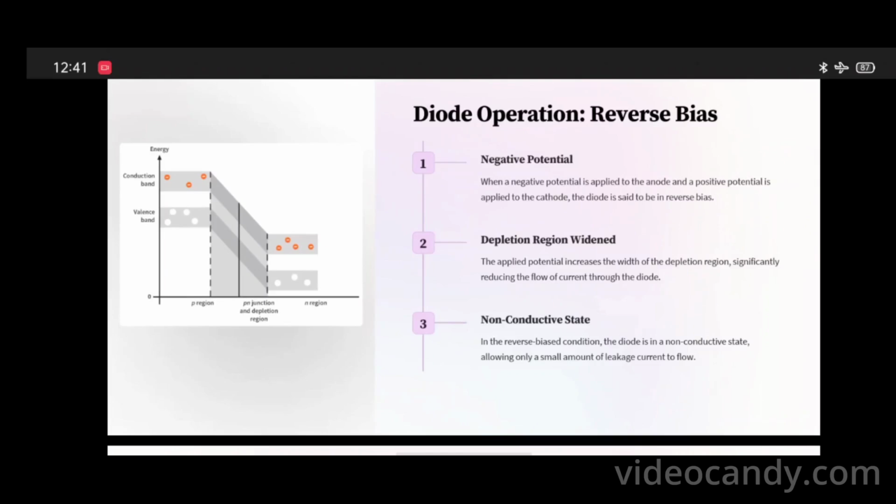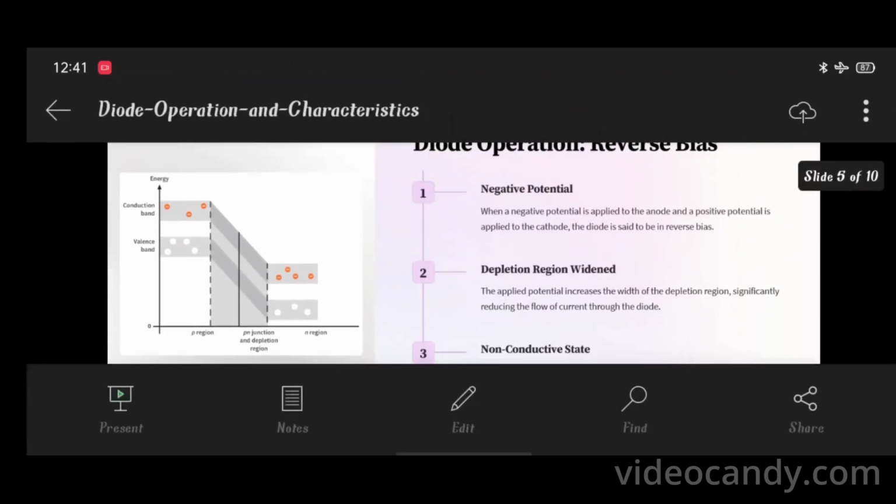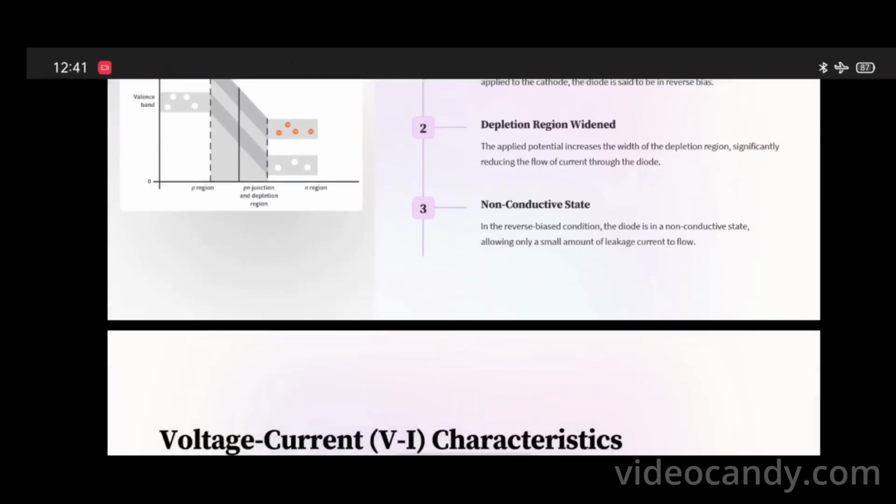Number 3, non-conductive state. In the reverse bias condition, the diode is in a non-conductive state, allowing only a small amount of leakage current to flow.